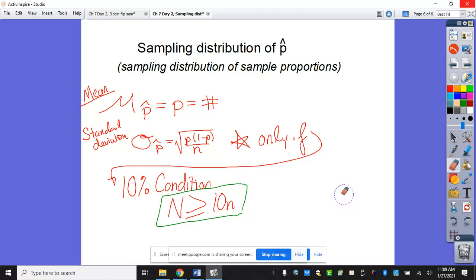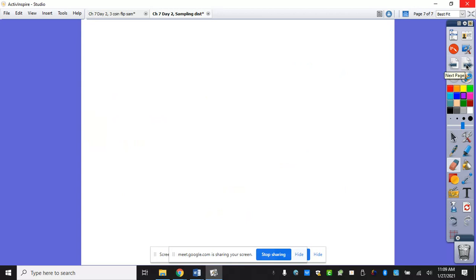Which is centered at the mean, or actually centered at the parameter. So that's the majority of what we're going to get through today. Go ahead and flip it back to the front.